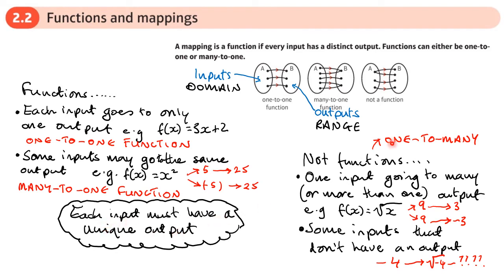Each input, well, here it has two outputs, or it may be that an input doesn't even have an output. So these would not be functions, but what we'll be looking at is how we can restrict the domain. If we restrict the types of numbers that go in, we can make this happen.